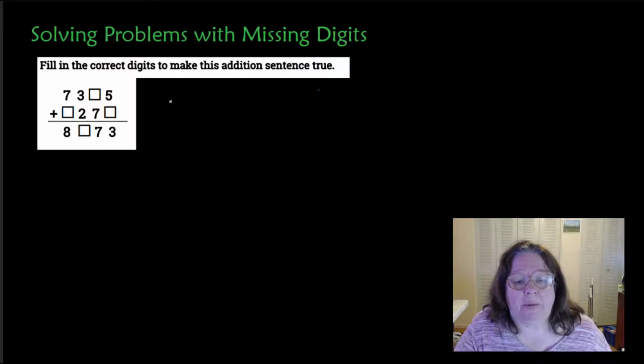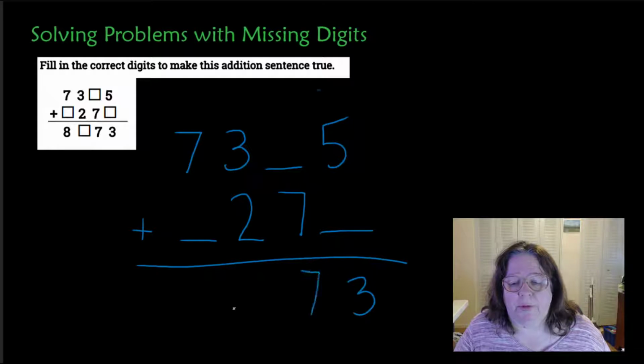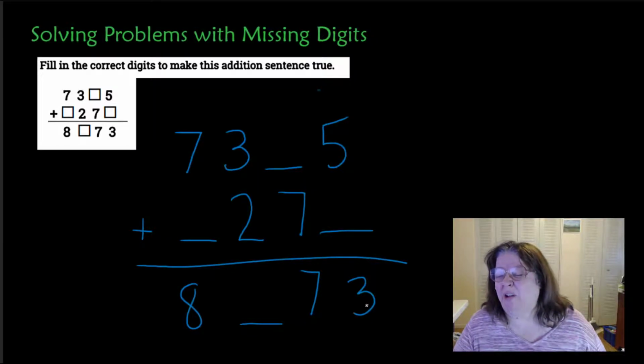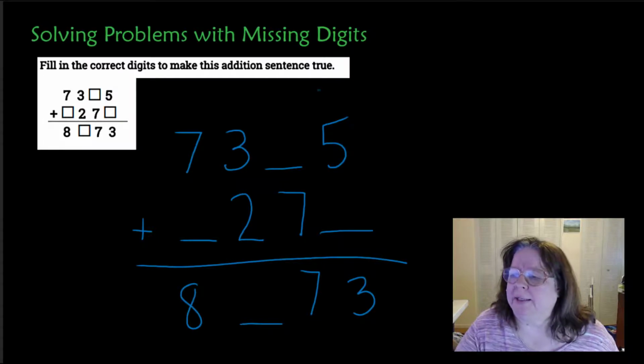I'm going to write the problem here. I'm going to write it a little bigger, give myself some room to work. I'm just going to put a line for the missing digit, another line, and then we've got the bottom. So I'm doing my best to copy it again, but trying to make sure that things are lined up. Again, if you have graph paper, perfect time for the graph paper, good time for the binder paper to turn it sideways.